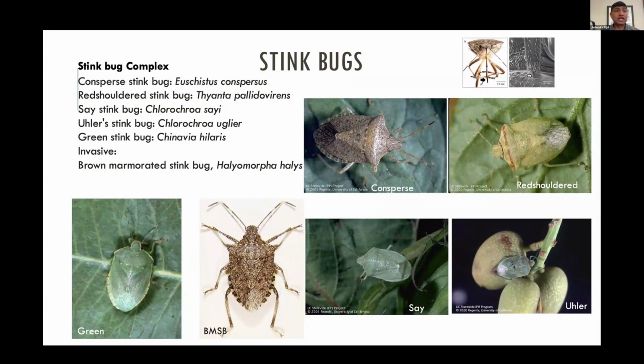There are the consperse stink bug, which is very common, the red shouldered, and the Euschistus stink bug, and the green stink bug, which is a greenish type you can see in the picture and is very prominent. I'll talk a little more about that. And then the brown marmorated stink bug, which is an invasive pest and is present in certain areas on the coast.